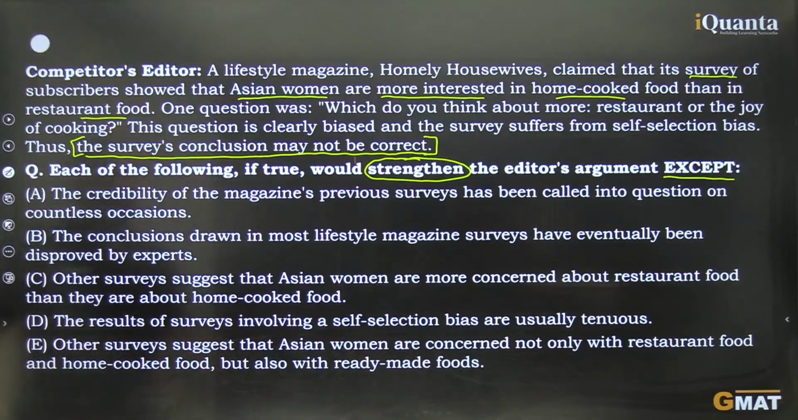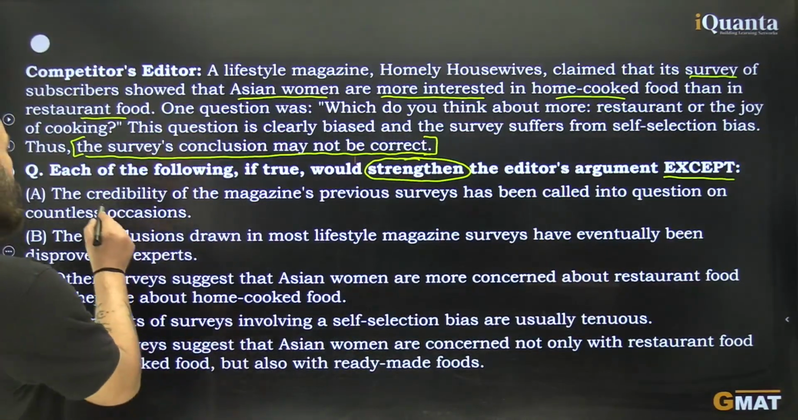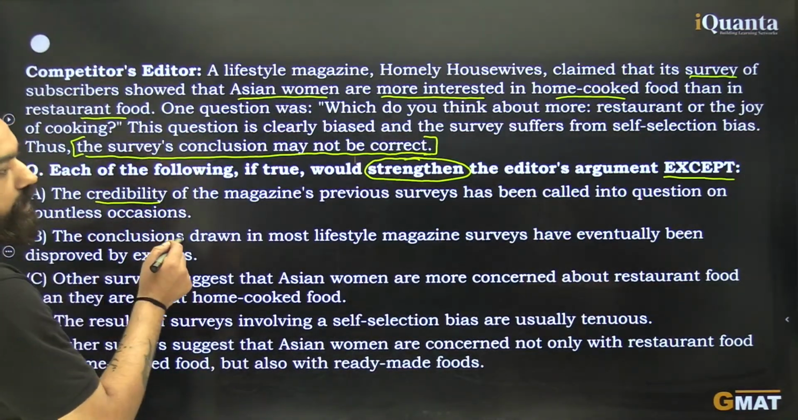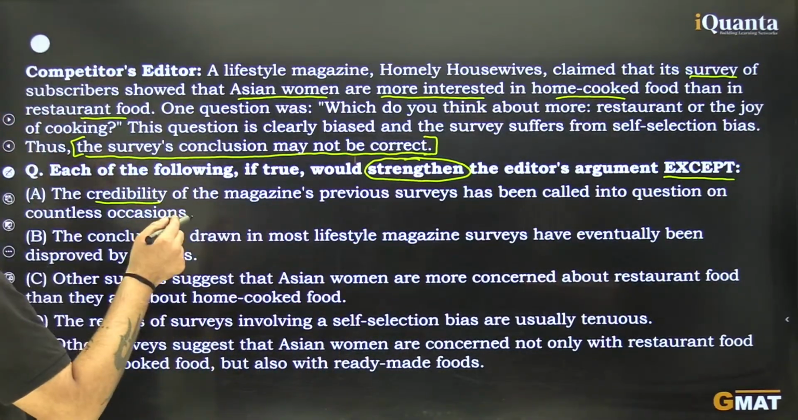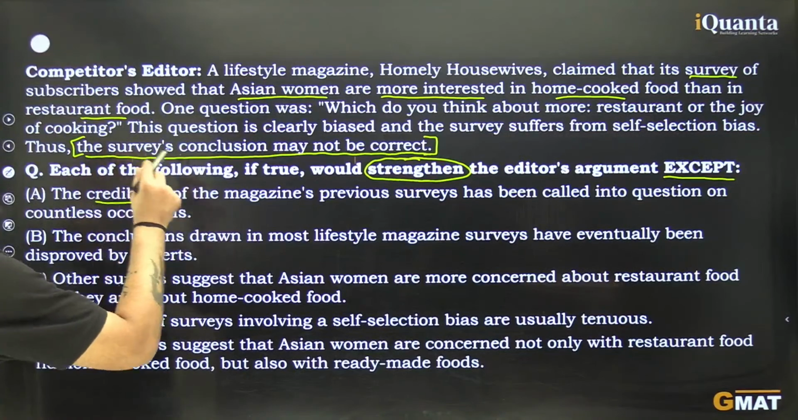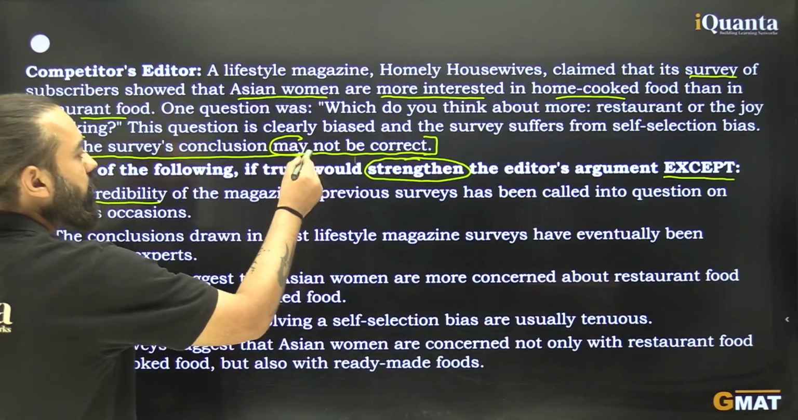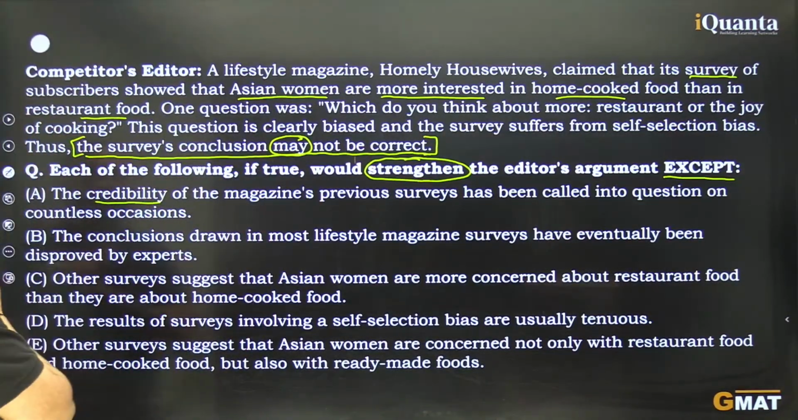A. The credibility of the magazine's previous surveys has been called into question on countless occasions. The credibility of the magazine. Yes. If it has happened earlier, it may be true that this may be happening right now as well. So the survey's conclusion may not be correct because the credibility is in question.